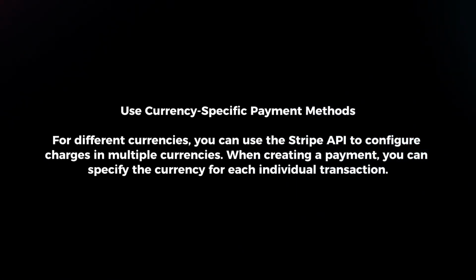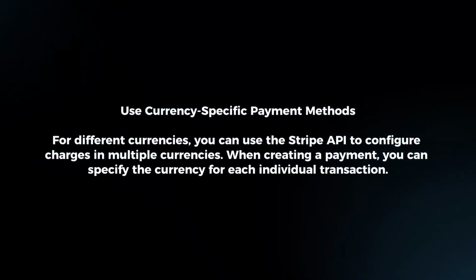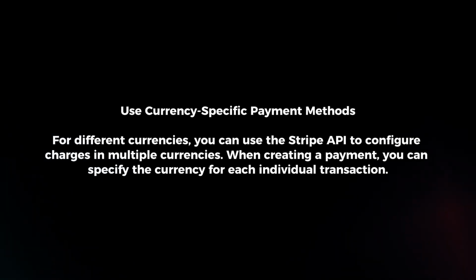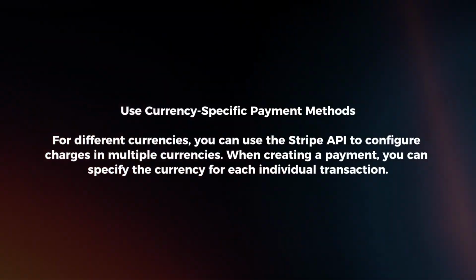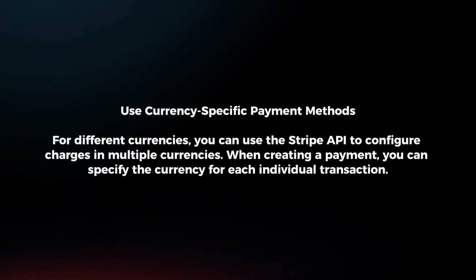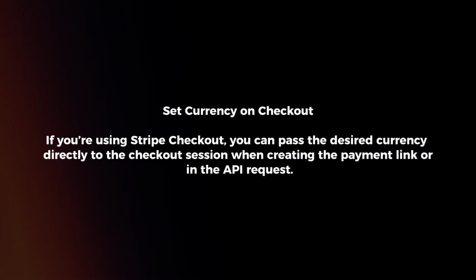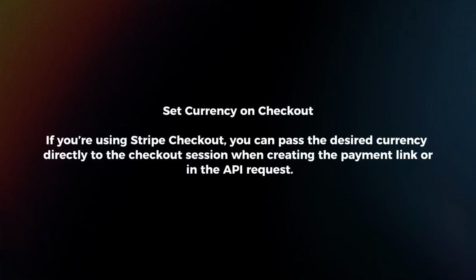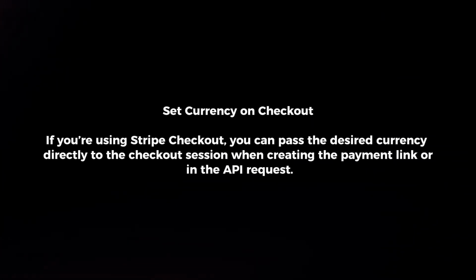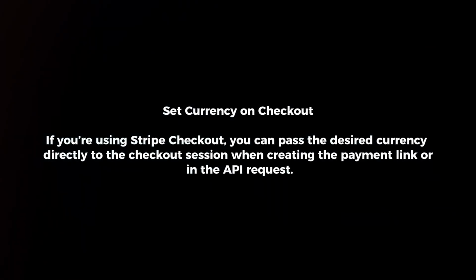Use currency-specific payment methods. For different currencies, you can use the Stripe API to configure charges in multiple currencies. When creating a payment, you can specify the currency for each individual transaction. Set currency on checkout. If you're using Stripe Checkout, you can pass the desired currency directly to the checkout session when creating the payment link or in the API request.